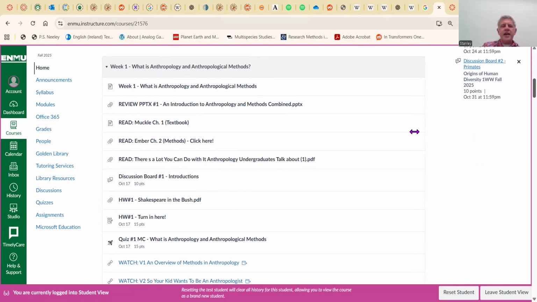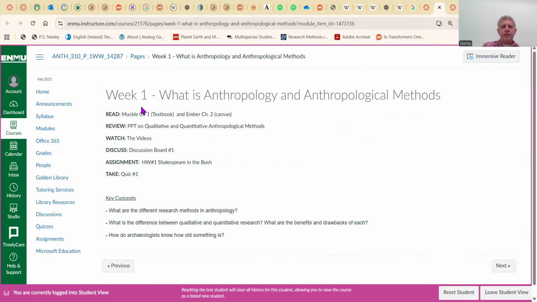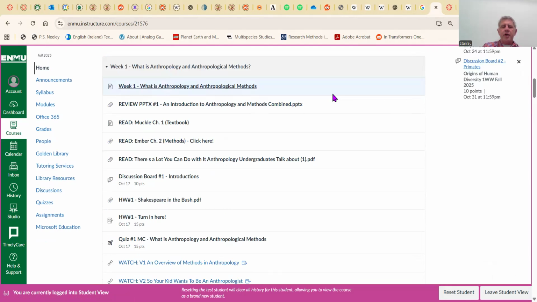Each week is set up as a module. This is, for example, week number 1, and it matches your syllabus exactly. So week 1, like we talked about in the syllabus, is what is anthropology and anthropological methods. This first link here is going to tell you what to do for the week. It tells you to read the chapters, review the PowerPoints, watch the videos, do the discussion board, do the homework, take quizzes, as well as the key concepts that we talked about on the syllabus. And then it has all the materials that you're going to need.